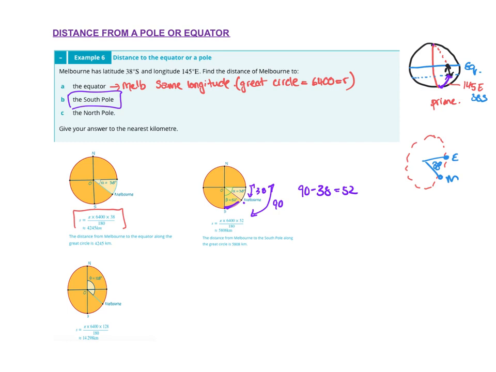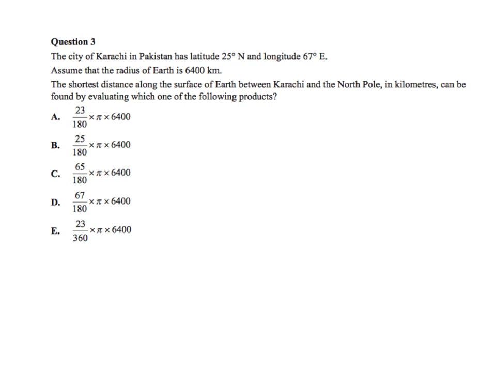That's how we're finding the distance between those latitudes. And then the last one, finding the North Pole. For Melbourne, you've got to go the 38 plus another 90. Those two added together give the 128, the difference. That's how you find the distance from different points. Really, we're on the same longitude every time, so we always use a great circle, and we always have the radius as 6,400.